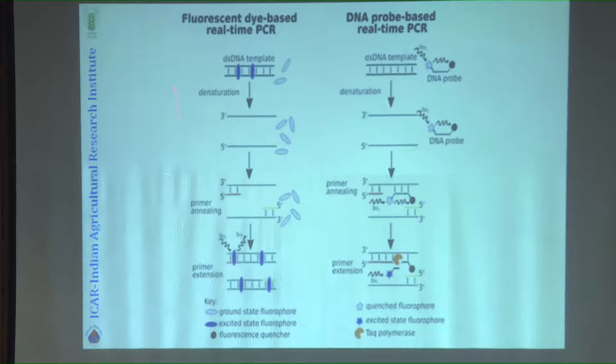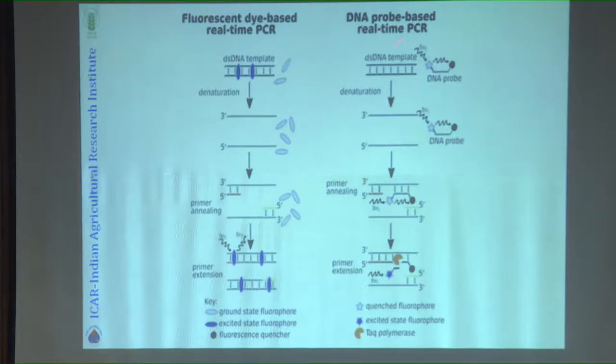I talked about this particular thing, fluorescent dye based real-time PCR. We have a double-stranded DNA template which will denature. When they denature, the SYBR Green molecules will not be binding to the double-stranded DNA, so they come out. But when primer annealing happens and then the extension goes on, these molecules can go and bind, and you are able to see the intense fluorescence from this double-stranded DNA.